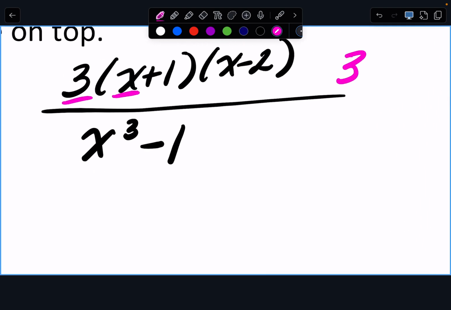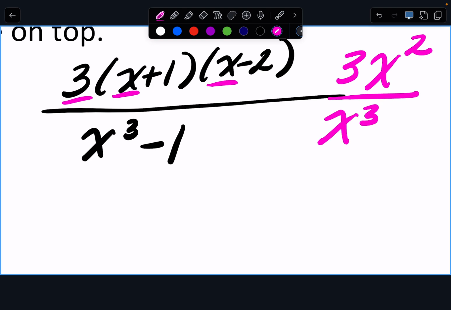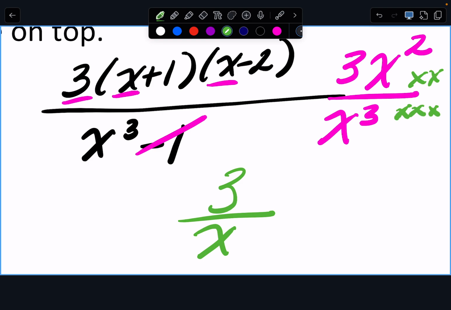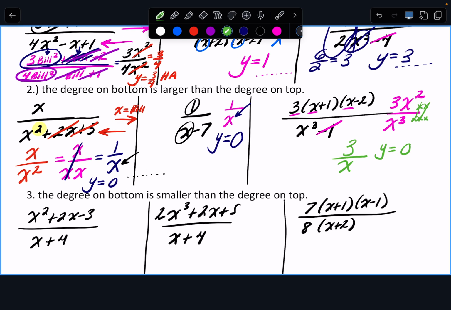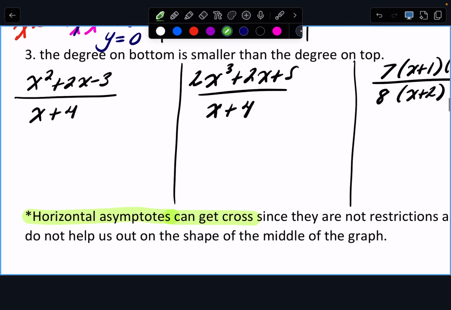So on top, we actually have 3 times x, which is 3x squared. On bottom, we have x cubed, because we know the only thing that matters is the leading term. So if you look at that, won't that be 3 over x once we simplify? There's 2 x's on top and 3 on bottom. Do you guys see how it's 3 over x? So what would that be if I plug in a billion? 0. Okay, we get the picture. That's case number 2. If the bottom still has an x on it, it's going to be 0.